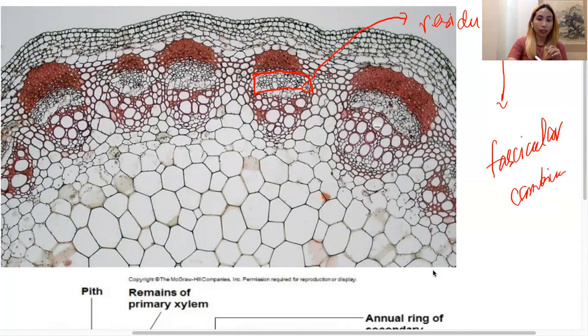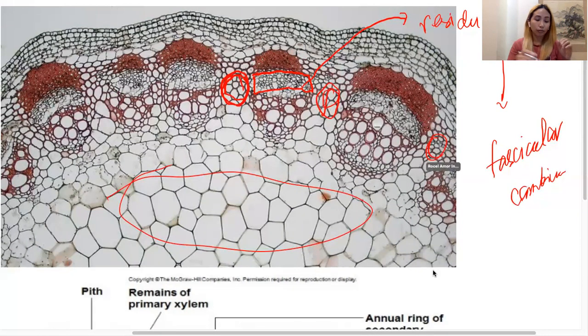Now, this is the pith. Okay, so this area is the pith. And there are pith parenchyma over here, right? In between the fascicular cambium. Before there is fascicular cambium, they are still just pith parenchyma. As fascicular cambium is being formed, this pith parenchyma also starts to differentiate. Okay, as fascicular cambium is being formed, this pith parenchyma starts to dedifferentiate. So they lose their maturity, they become meristematic cells again.